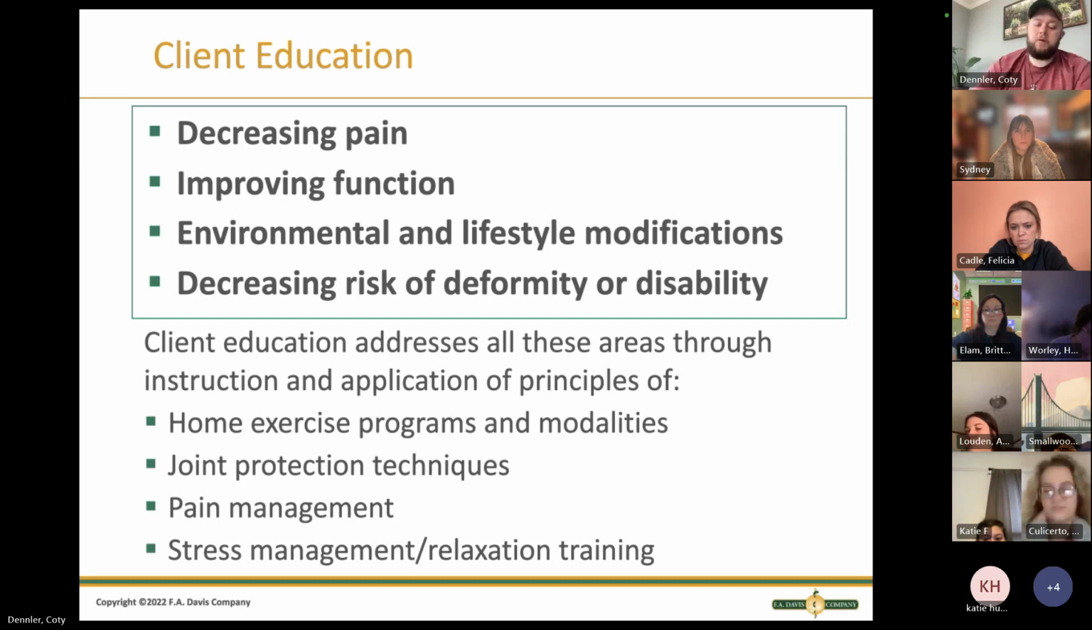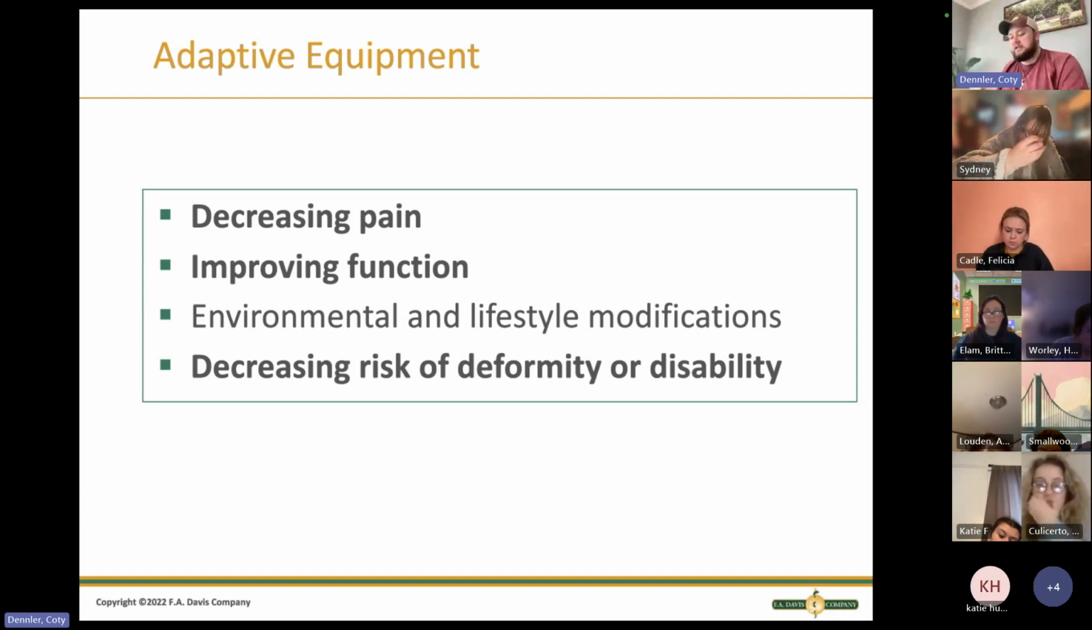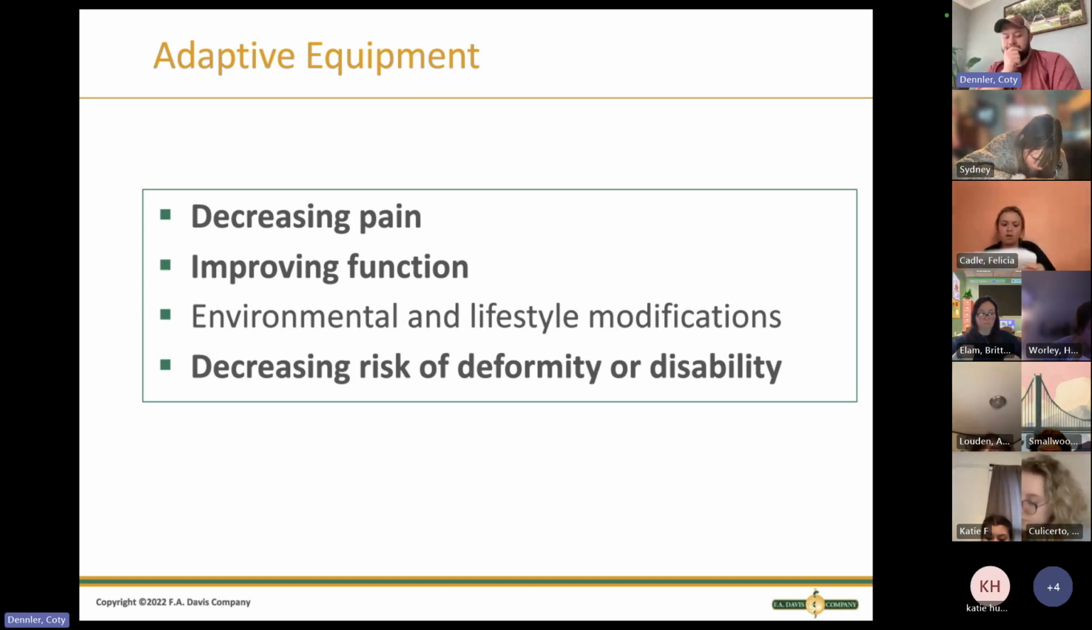All right, guys. Cool. So the next part is adaptive equipment. Again, that's what we're doing here: we are decreasing pain, improving function, decreasing risk of deformity, and environmental and lifestyle modifications. All are important. So some different things. If you guys look on page 643, now we have some other stuff that is in our lab. I'll show you when we get there, but there's different types of equipment to help them be independent, right?